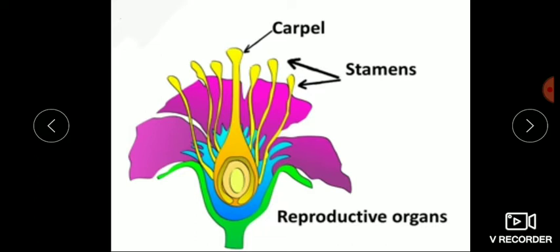And that's clear, beta. A flower is a reproductive organ because the flower has two reproductive parts, male part and female part. The male part has the stamen that has two parts, anther and filament. The carpel has three parts, the stigma at the top, the style in the middle, and the ovary at the base. That's clear.